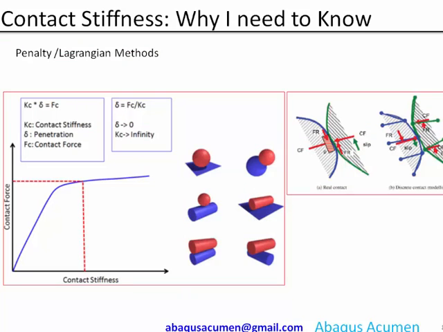Now let's get into a term people often call contact stiffness, and why I need to know about this. This is a very important topic. Whenever people talk about a contact problem, they will talk about contact stiffness. Along with contact stiffness, you will hear a lot of words like penalty method and Lagrangian method.